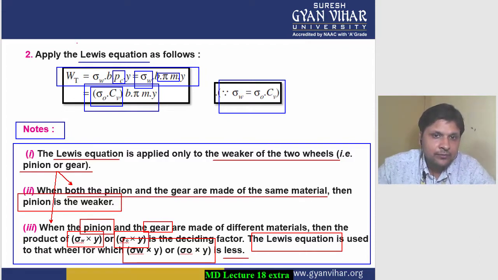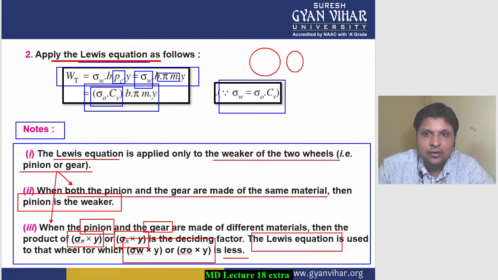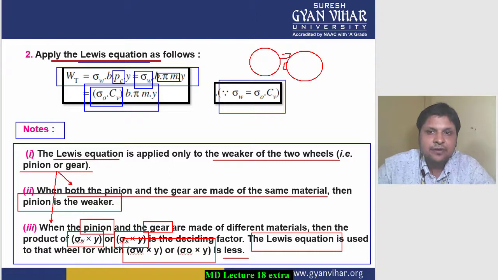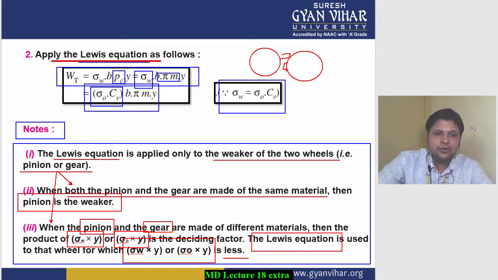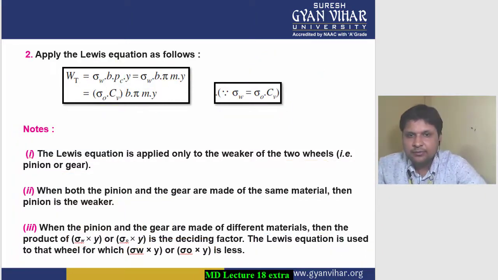All right, so this was important. Why? Because it is important to understand that though we have to apply the Lewis equation, this is known, but on which? Because two gears are always in meshing with each other. Always there are two gears which are in mesh with each other. So among these, in which we will apply the Lewis equation. This was important to understand. This was step number 2.